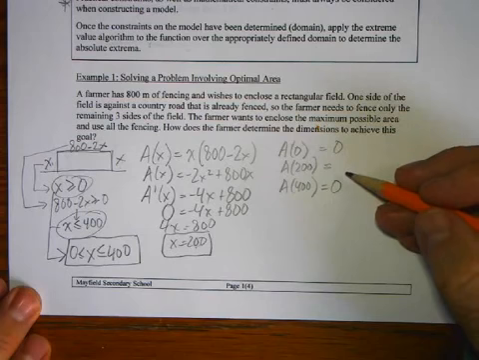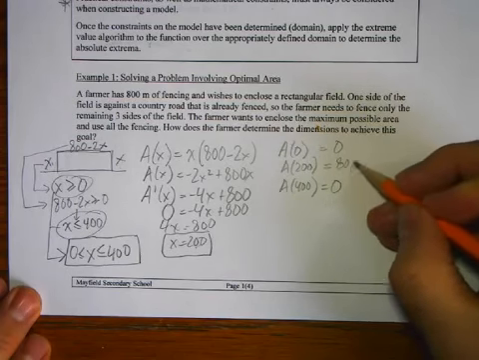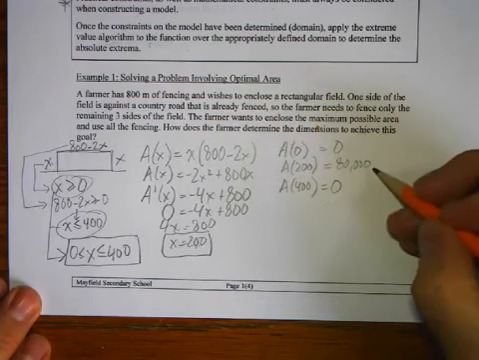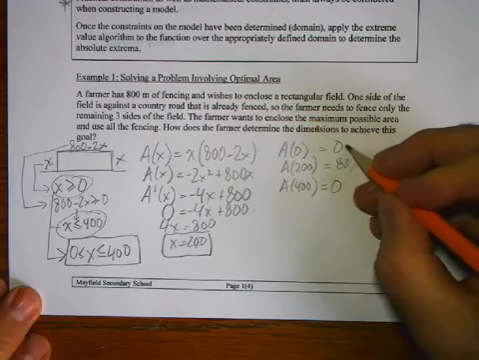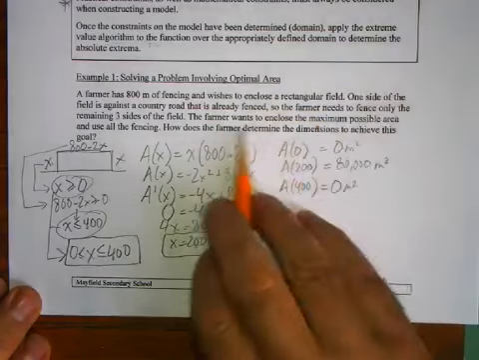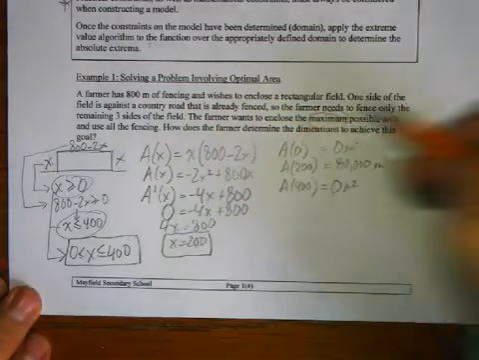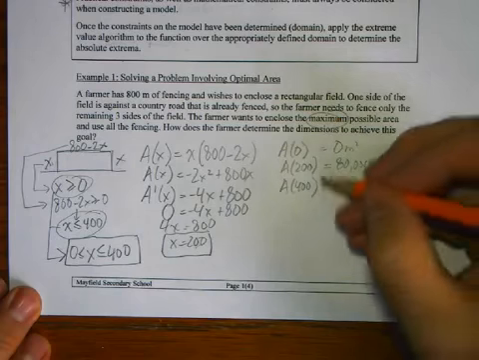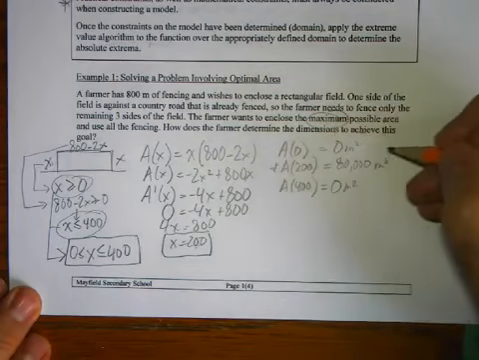Okay, and then A of 200, if we plug that in, we get 80,000, and the units would be meters squared for all three of them. So we now go back, we want the maximum possible area, obviously, so that's going to be this value here.